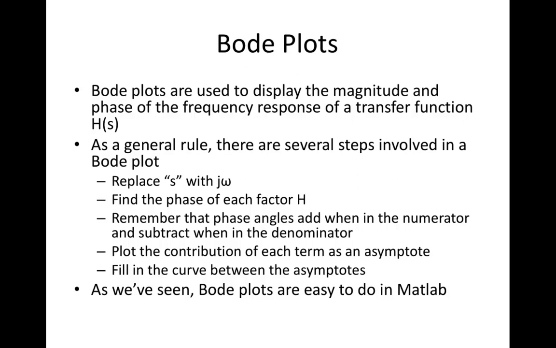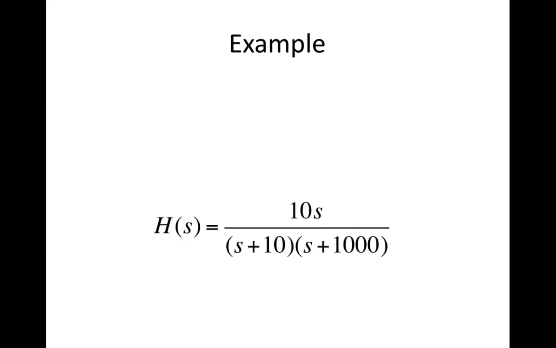Now, to construct the phase plot, what we then do is we find the phase of each factor of H. At that point, remember the phase angles add when they're in the numerator and they subtract when in the denominator. So we can combine all of those to basically be a sum of different phase angles and get rid of the fraction. We then plot the contribution of each term in the phase as an asymptote, and we fill in the curves between the asymptotes. And once again, you recall that Bode plots are quite easy to do in MATLAB. So here's the example that we used before.